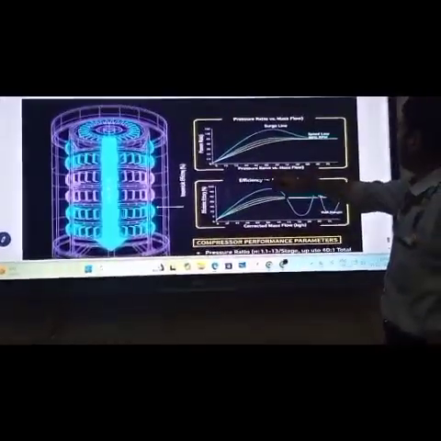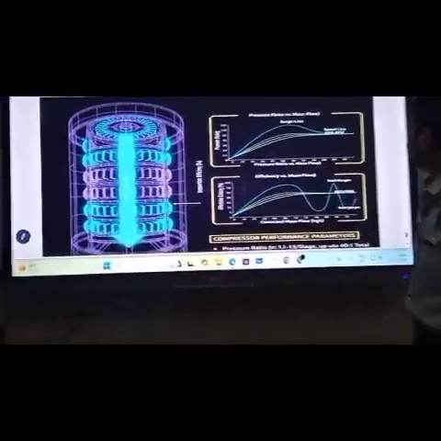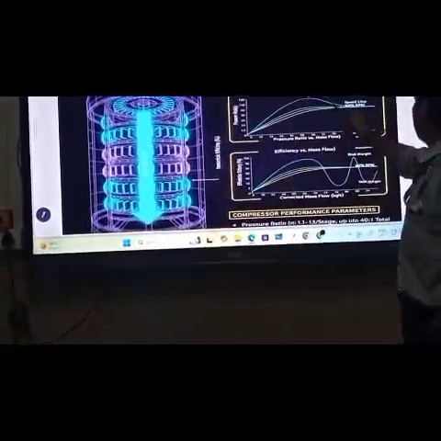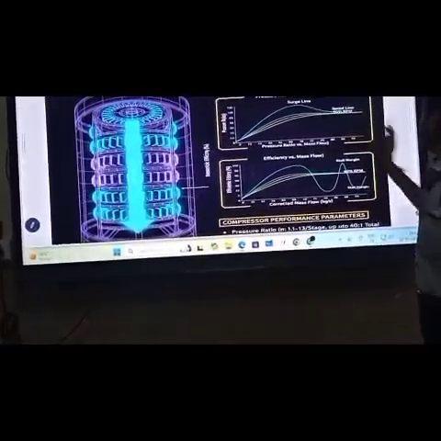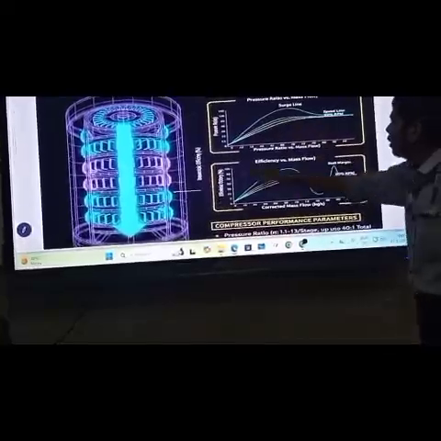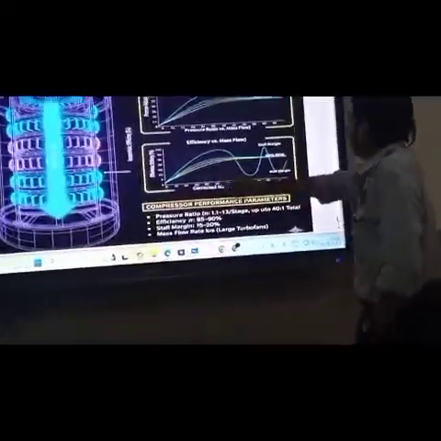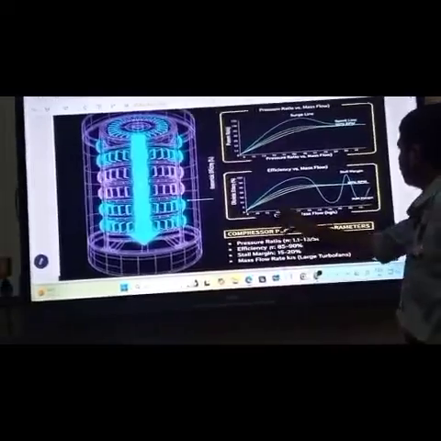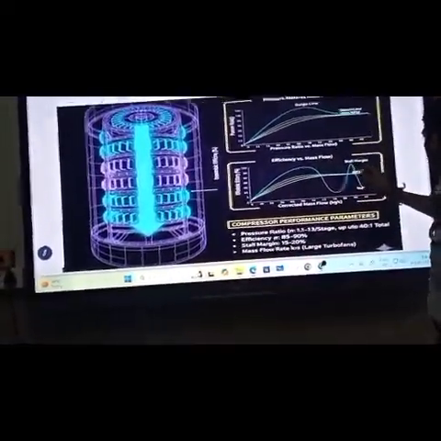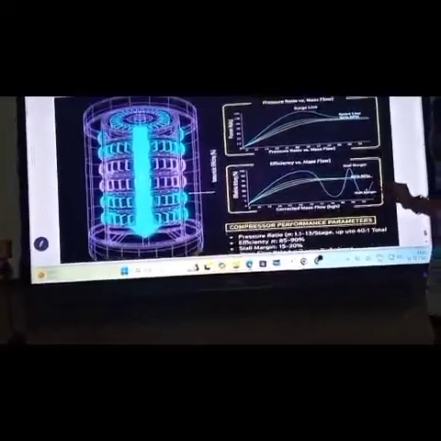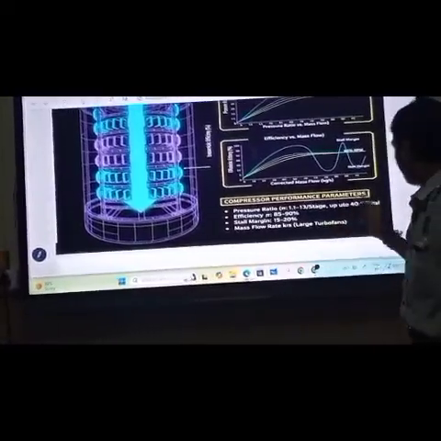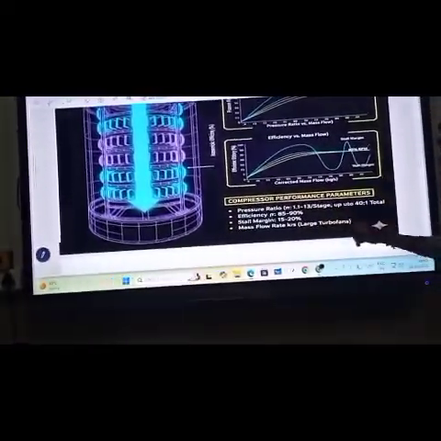So we show the graph. First, pressure ratio versus mass flow. This is the pressure ratio, the speed in revolutions per minute, the surge line, and this is the efficiency. Corrected mass flow and efficiency, the surge margin, 80% RPM, 90% RPM. We have mentioned it. Compressor performance parameters.